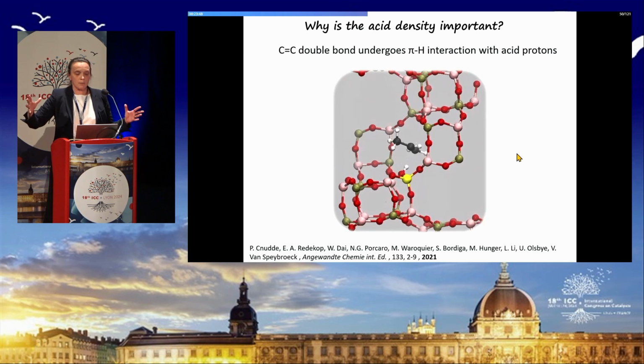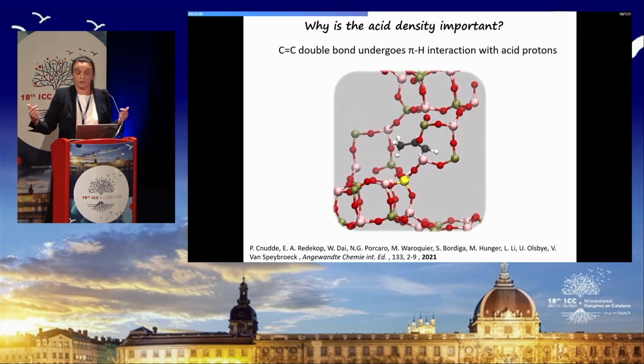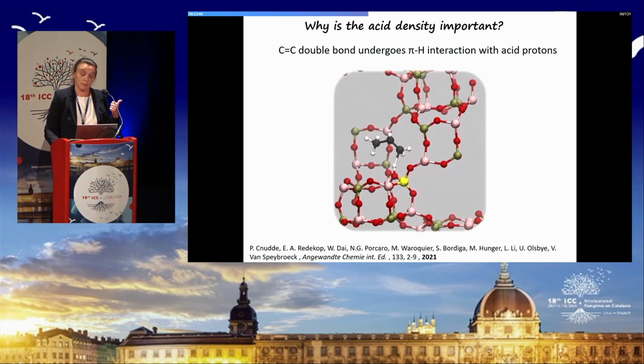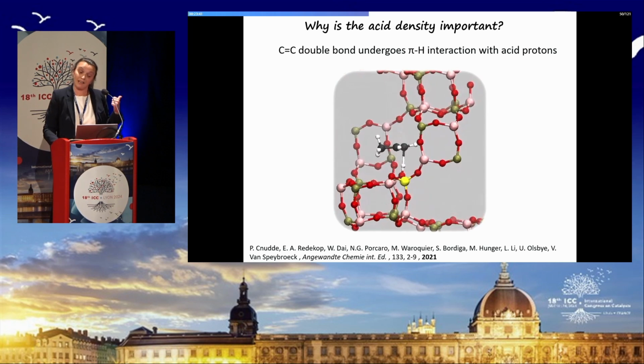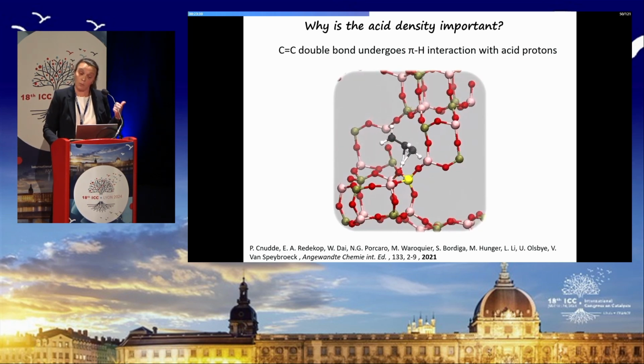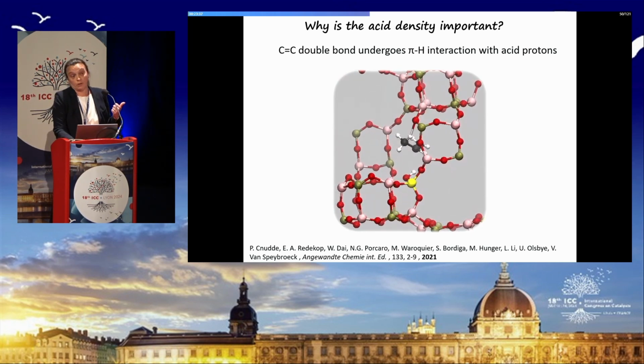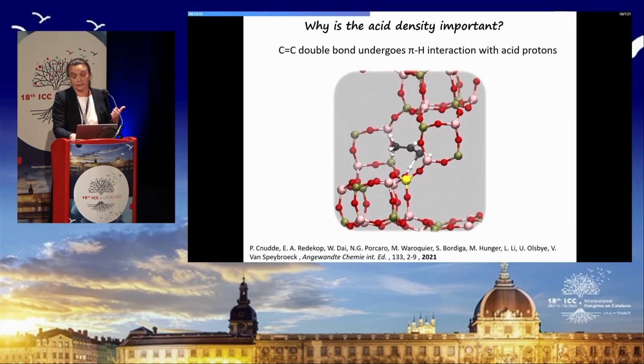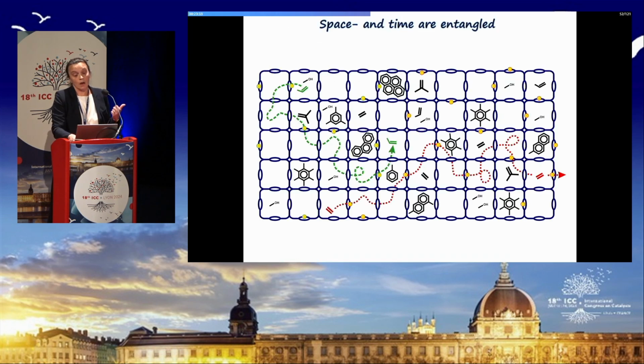This is the first example that indeed we need to use quantum mechanical methods that allow us to account for these interactions, for one thing, and that the spatial composition of your catalyst is important. Let me go back to this figure.